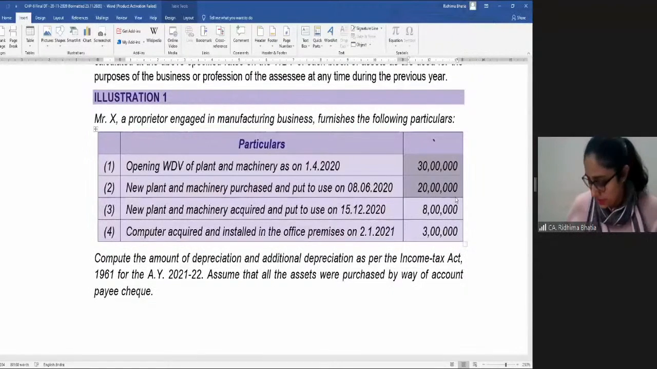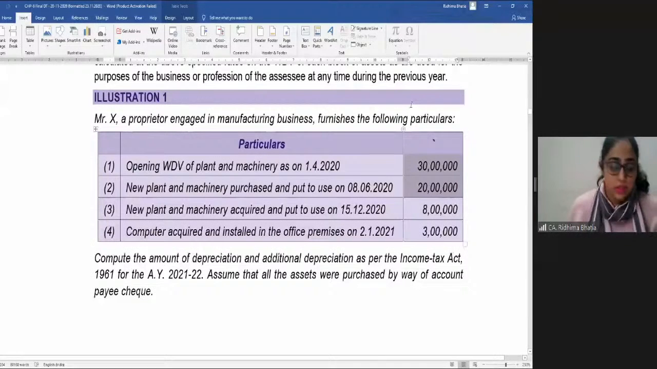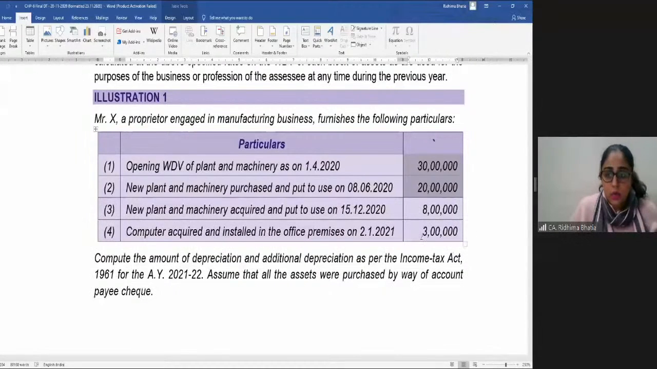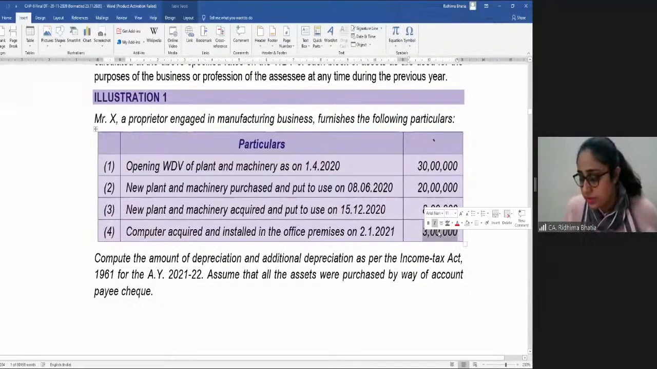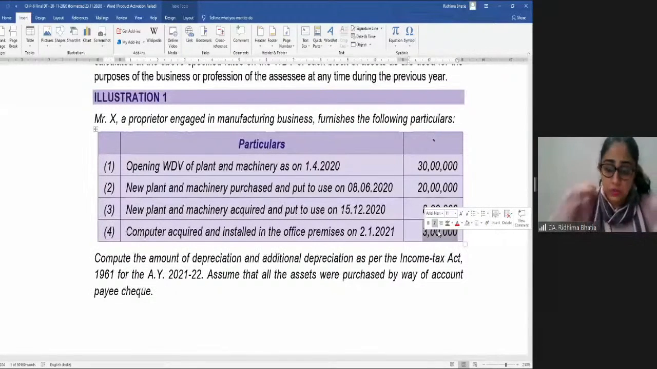50 lakh pay 15%, 7.5 lakhs. Then on 8 lakhs, I will calculate 7.5%, 60,000. Then on this 3 lakhs, since it's a computer, I will calculate 40%. This is my normal depreciation. But it is used for less than 180 days. I will calculate 20%, which will come to 60,000. This is my normal depreciation for my assets.